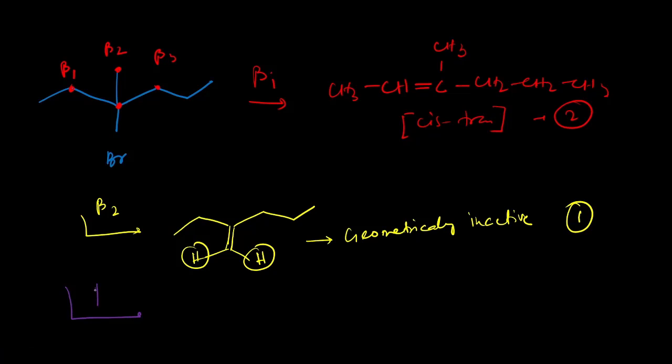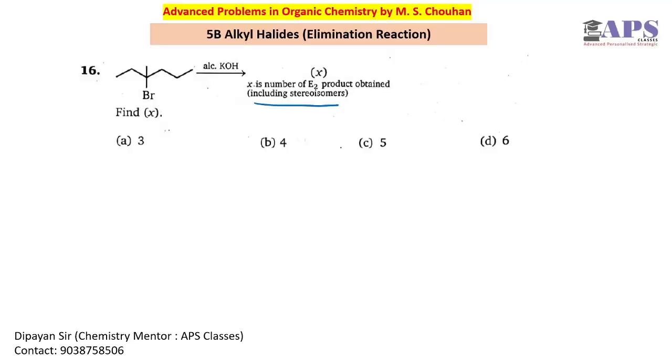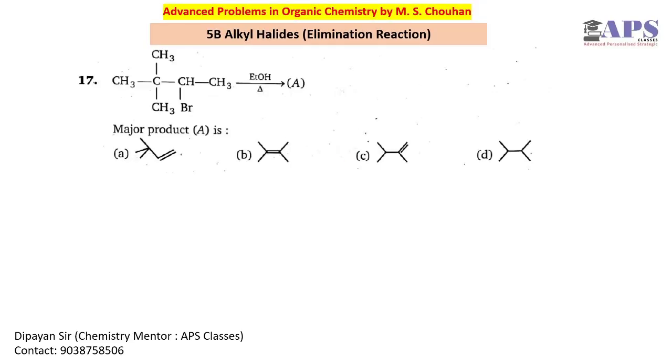In the last, we have the beta 3 position. If you remove hydrogen from beta 3, we will have a product like this: CH2, CH3. So again, cis-trans isomerism is possible. So finally, we have a total of 5 products. Generally, we have 3 products because all of them have major-minor issues, but we don't have to find the major-minor here. We have to find the number of products possible in this case. So the total number of products is 5. So 5 is the correct option. Question number 17.